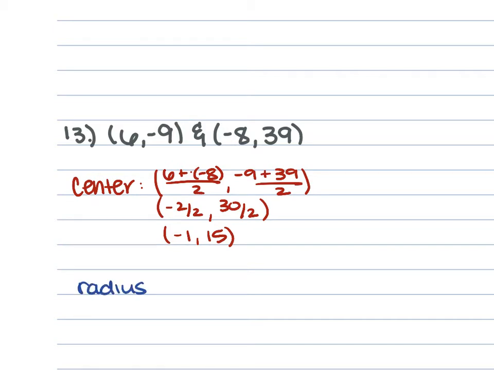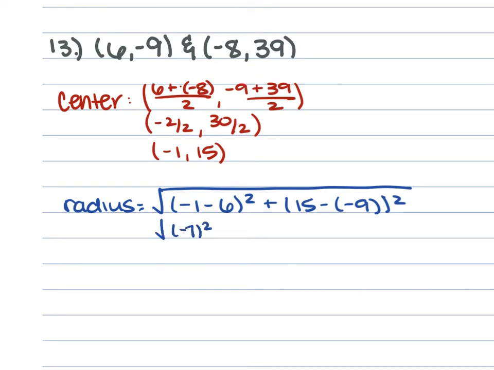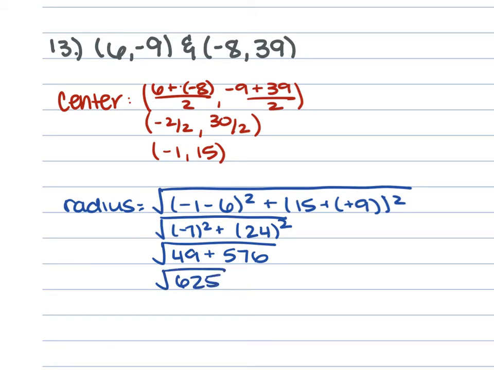Our radius, we're actually going to put this down one line. Radius is the square root of x2 minus x1, so that's going to be negative 1 minus 6 squared plus y2 minus y1, so 15 minus negative 9 squared. From here, the negative 1 minus 6 is negative 7 squared, and the 15 plus 9 gives us 24 squared. So that's the square root of 49 plus 576. If we add these two, we have 625. So that's the square root of 625, which is 25. So our radius is 25. And then our center, we said, was (-1, 15).